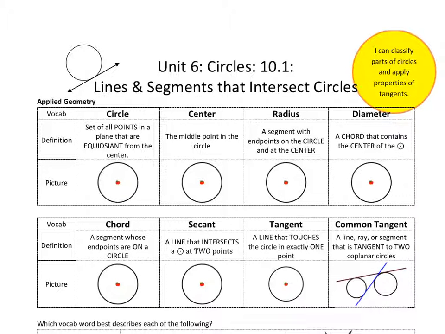Hi guys, we're starting Unit 6 today. Remember back to Thursday when we did our blue circles on the back board? We labeled all the different parts of what a circle is. Today we're going to talk about the specific definitions and labeling them as pertaining to a circle using points.